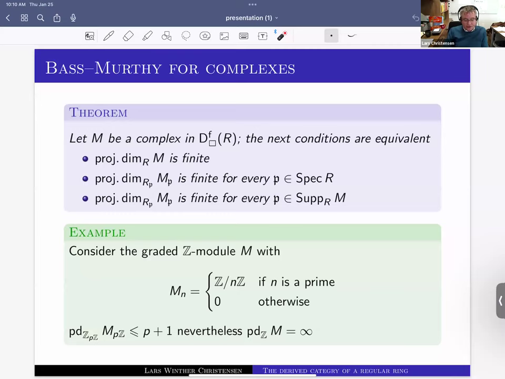And the example below illustrates that one does need to make an assumption on the boundedness of the complex, because a cheap way to make yourself a complex is to just take a graded module. So I'm thinking of all the differentials being the zero map, and then you can place Z mod nZ in degree n, when n is a prime, and what then happens is that you will get projective dimension actually p plus one at every prime. And since the primes go on forever, that means that the projective dimension of the whole complex is actually infinite.